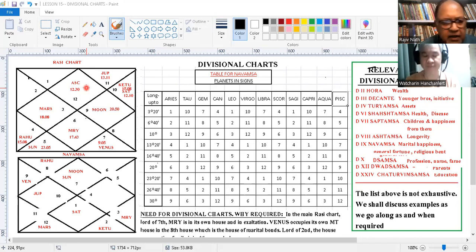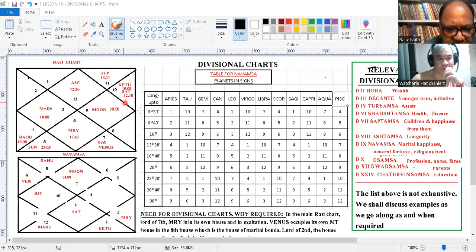So now, this is a chart. This is D1, the Rashi chart. And below is the respective Navamsa chart of this native. Now, just try and understand. This is the Navamsa table. See, these degrees that I have given here in the first column, this is longitude from 0 degrees to 3 degrees 20 minutes, from 3 degrees 20 minutes to 6 degrees 40 minutes. The difference is 3 20, 3 20, 3 20.